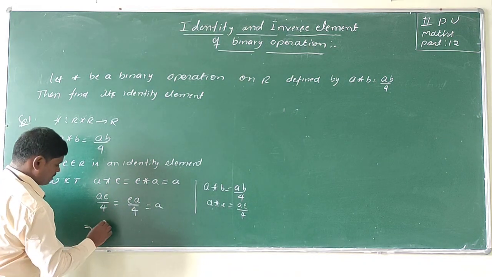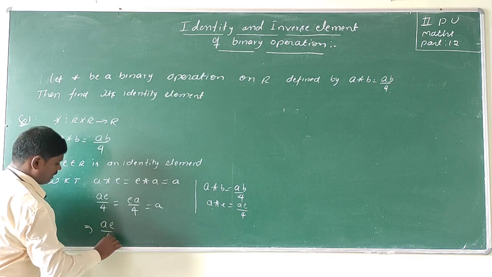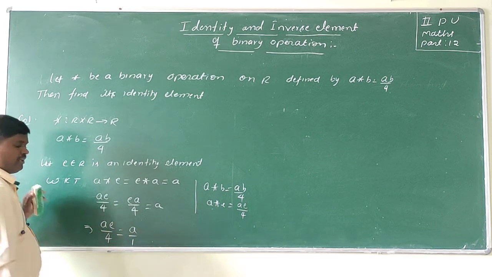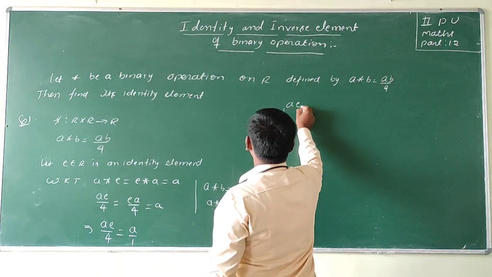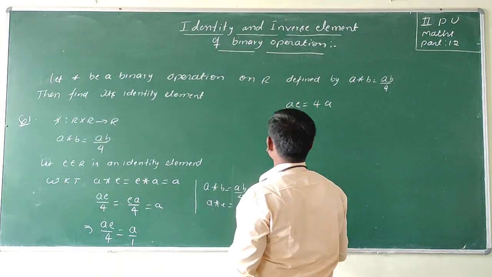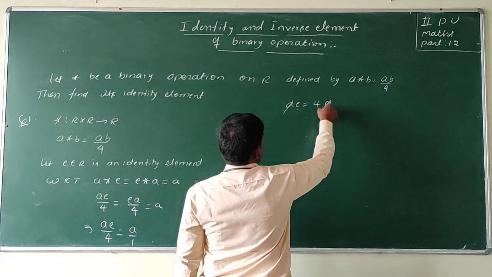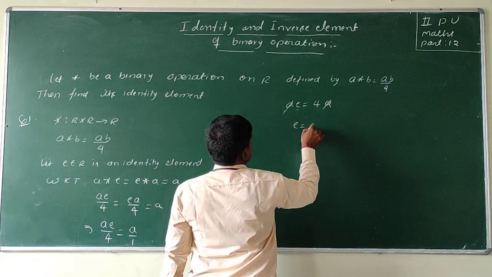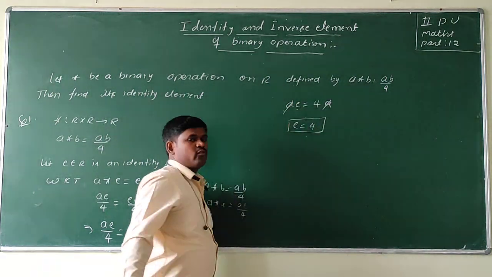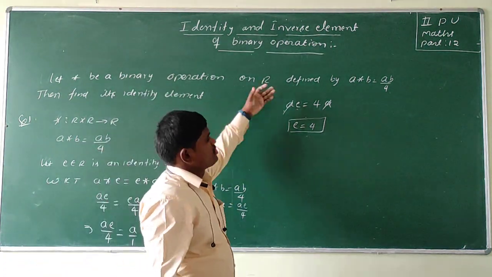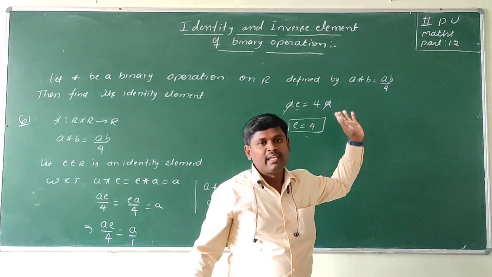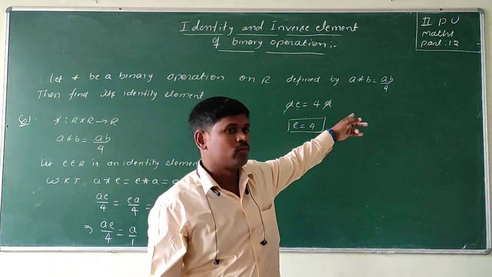So this implies AE by 4 is equal to A. Here, suppose we have considered A as 1, so that is AE is equal to 4A. So A gets cancelled. Therefore E is equal to 4, which is the identity element of this binary operation A star B is equal to AB by 4. So write it down.